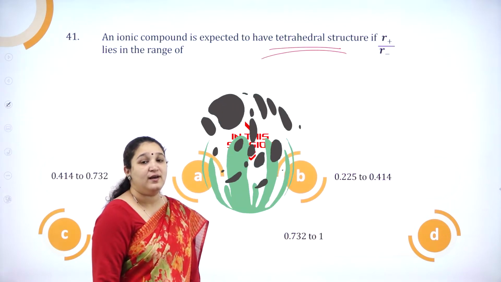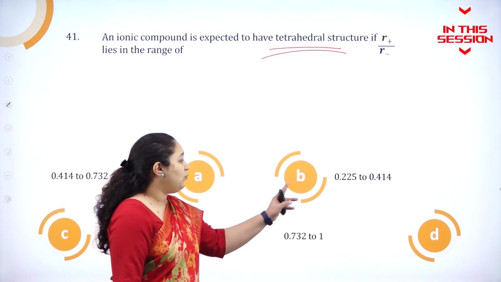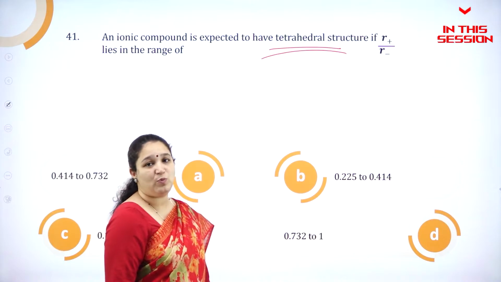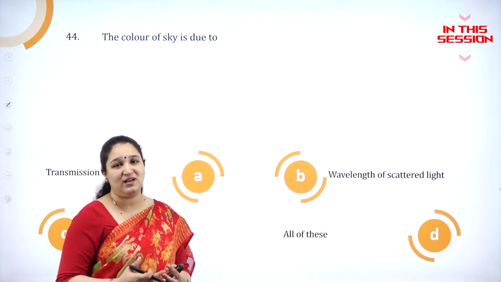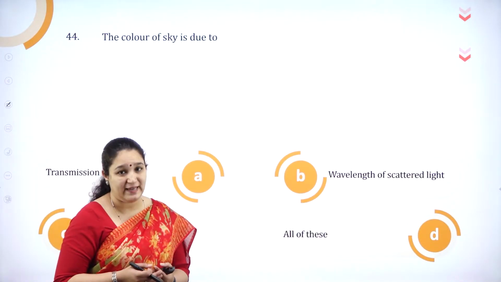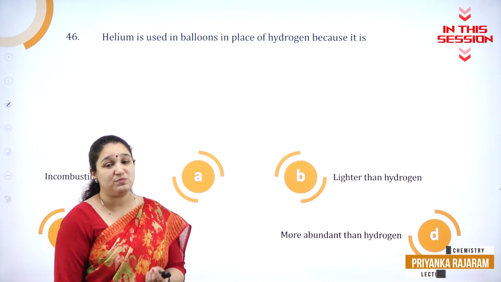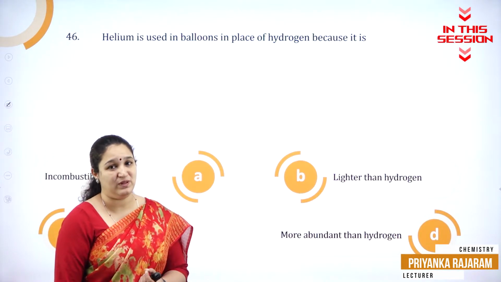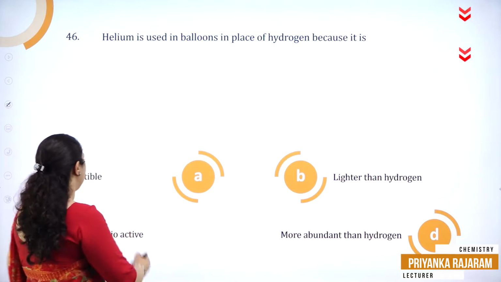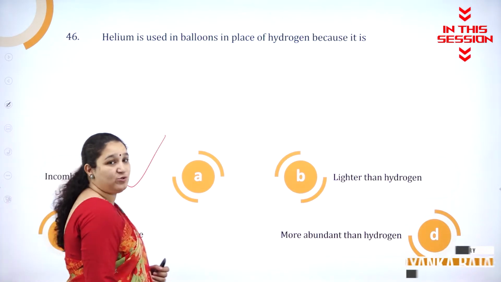Tetrahedral structure, the range should be 0.225 to 0.414. What is Tyndall effect? It is scattering of light. Helium is used in the balloons because it is non-flammable or it is incombustible. It will not catch fire like hydrogen.